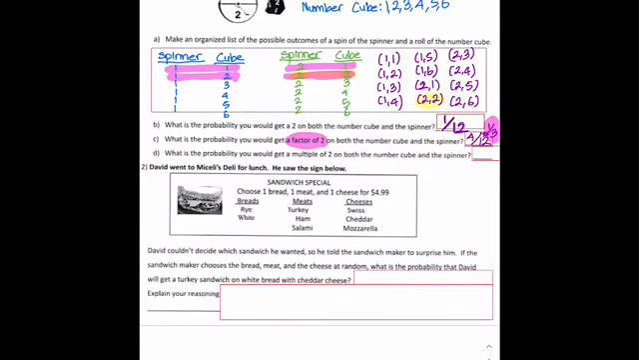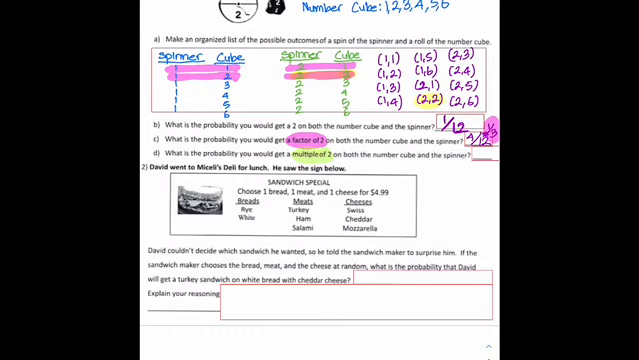Okay, let's move on with letter D. What is the probability you would get a multiple of 2 on both the number cube and the spinner? Let's look at multiples of 2 this time. Multiples of 2 means 2 times 1, which is 2, 2 times 2, which is 4, 2 times 3, which is 6, 2 times 4, which is 8, and so on. So we're going to look for these numbers now. Either you can use the table or you can use the ordered pair list. So let's look at where we can find both being multiples of 2.